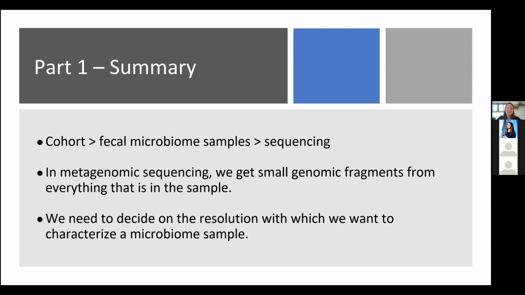Okay, so a brief summary for this brief introduction. A very common pipeline for microbiome studies is: you recruit a cohort, you take fecal microbiome samples, you sequence them. In metagenomic sequencing, you get small genomic fragments from everything that's in the sample. And then you need to consider your hypothesis, what you already know about this condition, which species may be associated with it, which bacterial function may be associated with it, and then decide on the resolution with which you want to characterize the microbiome sample.